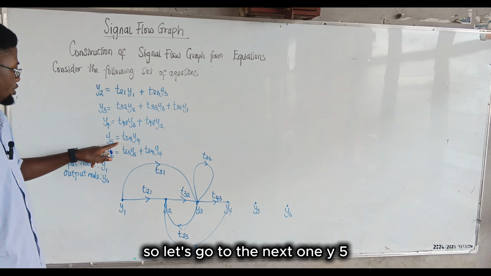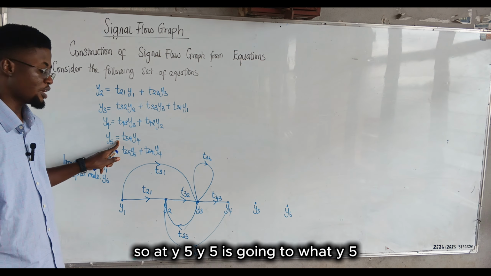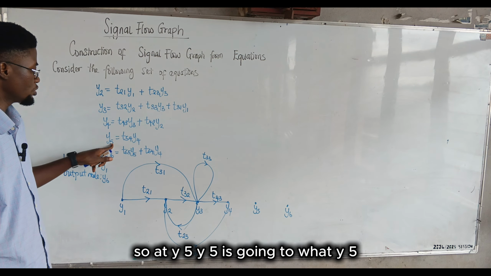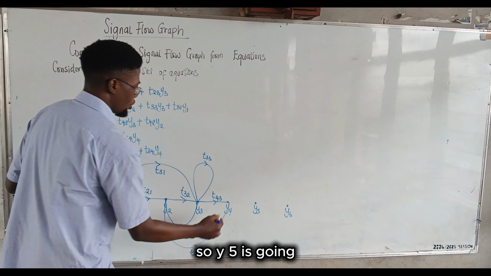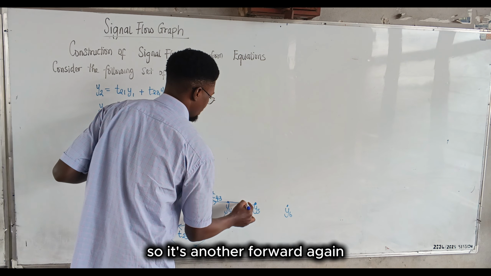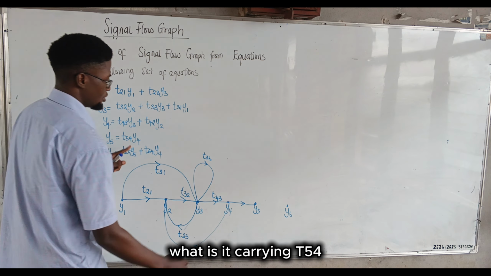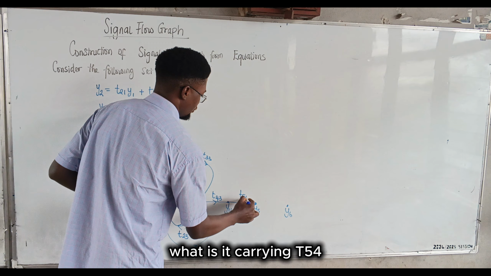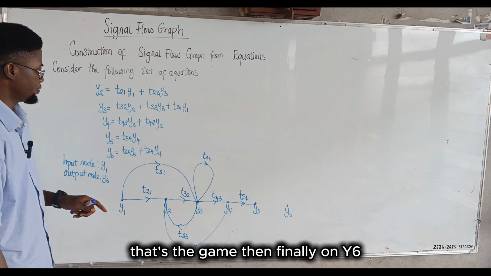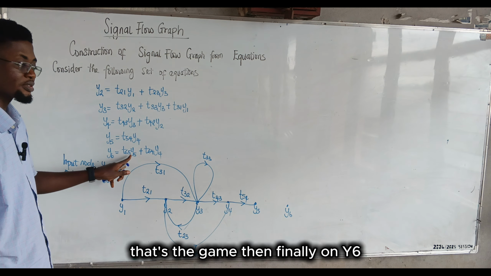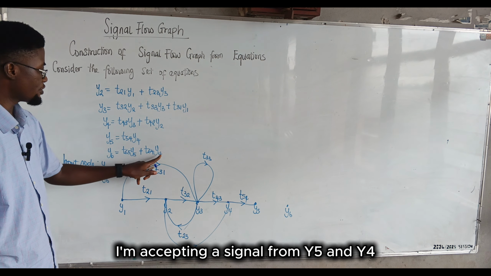So let's go to the next one, Y5. At Y5, Y4 is going to what? Y5. So that's another forward again. What is it carrying? T54. That's the gain. And finally on Y6, I'm accepting a signal from Y5 and Y4.